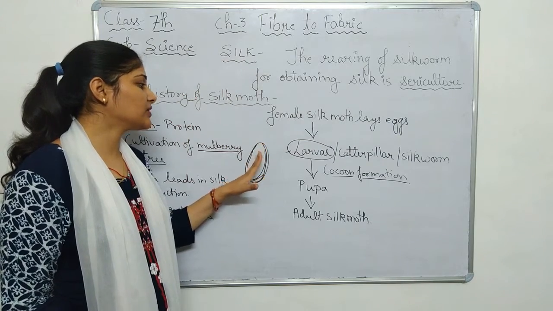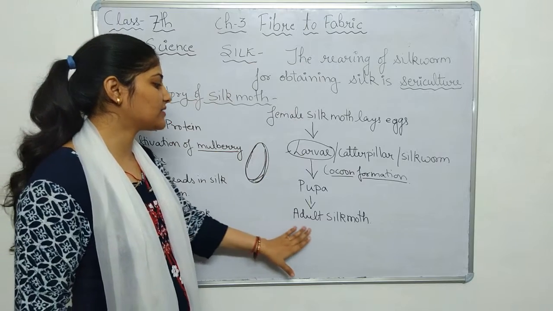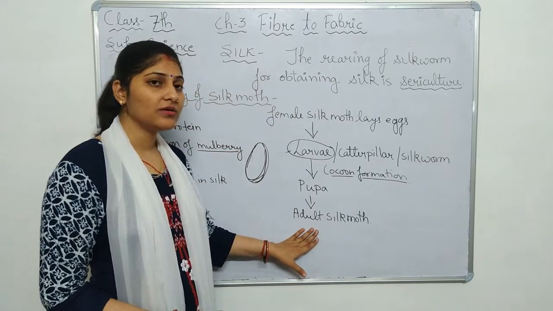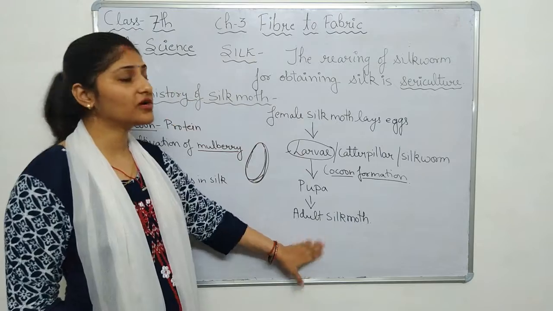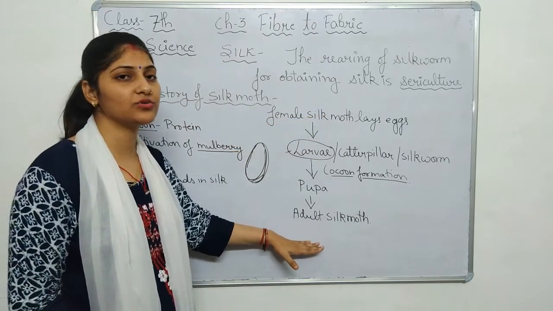Some of these cocoons are left so that they can attain the adult silk moth stage, so that further the female silk moth lays eggs and the life cycle continues.